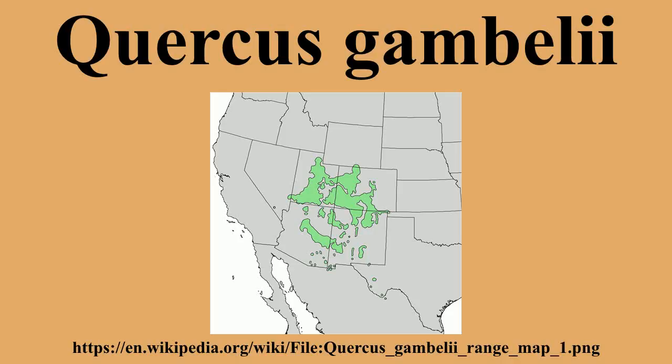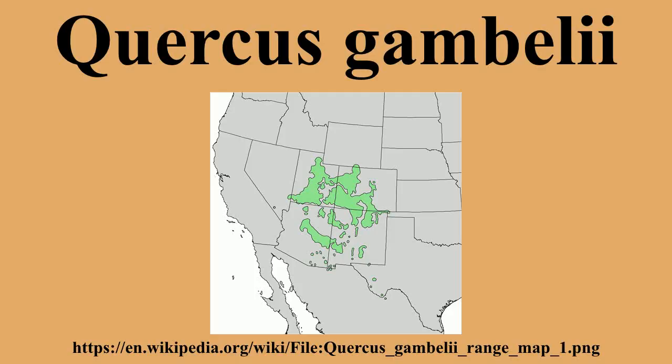Quercus gambelii, with the common name Gambel oak, is a deciduous small tree, a large shrub that is widespread in the foothills and lower mountain elevations of western North America. It is also regionally called scrub oak, oak brush, and white oak. As the Gambel oak and Quercus gambelii, it was named after the American naturalist William Gambel.